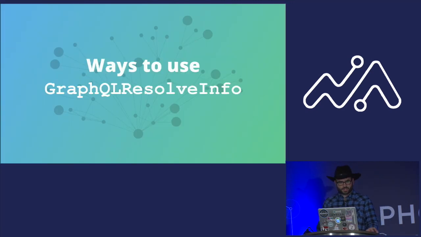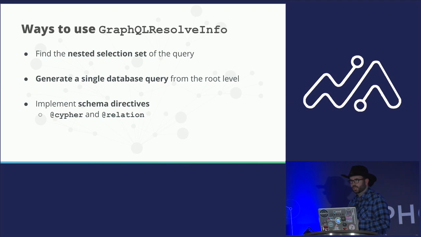So what are some ways that we can use those to make efficient GraphQL APIs? Well, there's three things in our integration anyway that we found very useful. I think some of these concepts can be generalized as well. So the first is finding the nested selection set of a query.